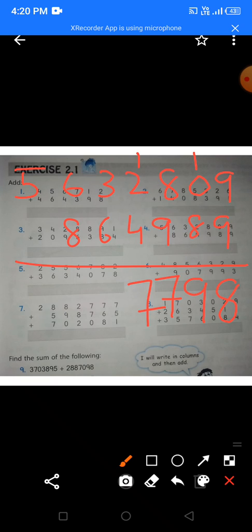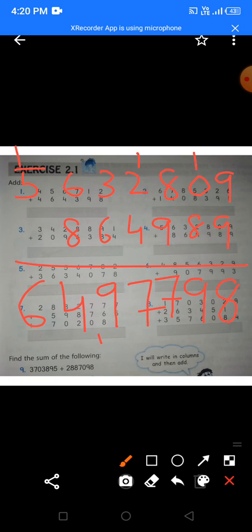Then nothing to carry, you will not carry. 3 plus 6 is 9. Then again you will write 9 here. Then 6 plus 8 is 14. You will write 4 and then you will carry 1. Then 1 plus 5 is 6. So this will be your answer.